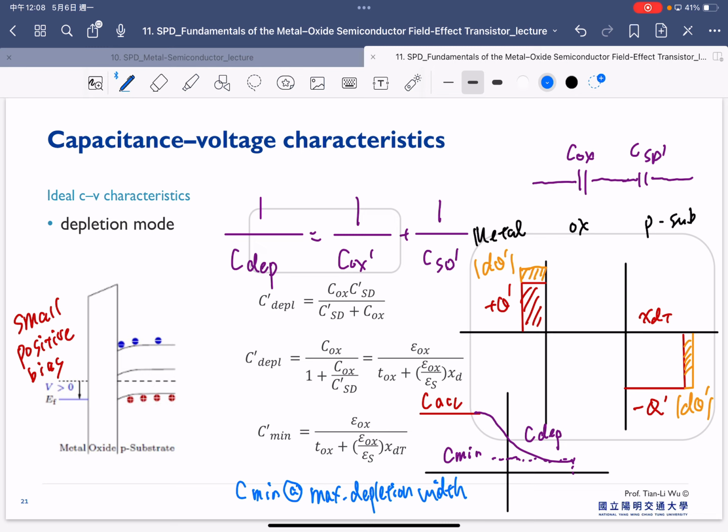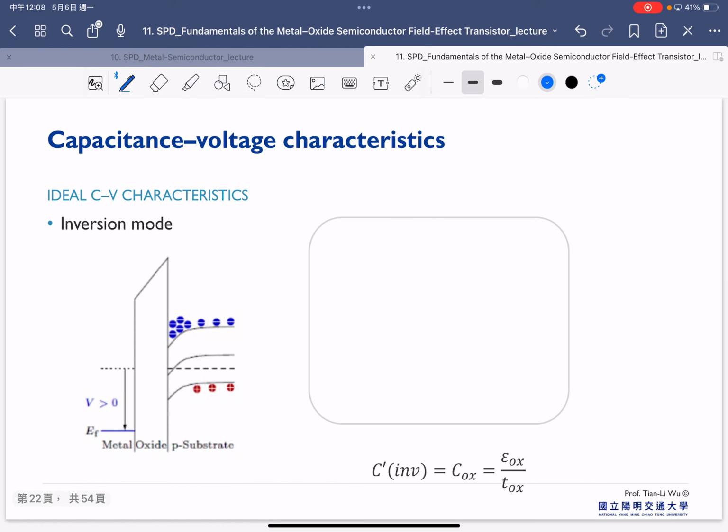Okay, so the last part is we start to increase more of our bias. Now we are interested in the large positive gate bias. As you know, the conclusion is something we already know. Once we have enough gate bias, we start to invert our channel. We have the inversion electrons here. Let's look at how the CV characteristic will look.